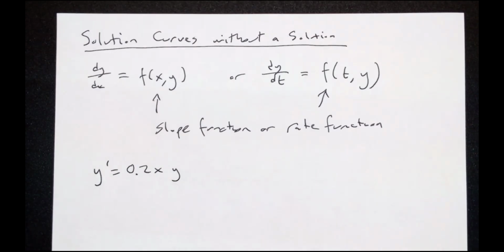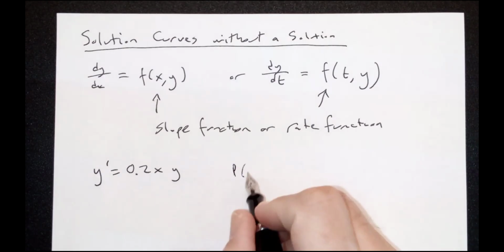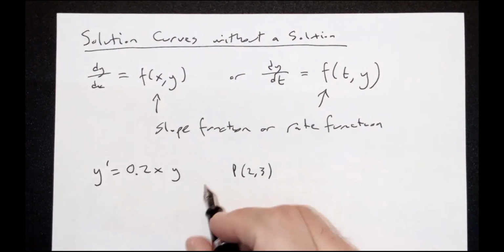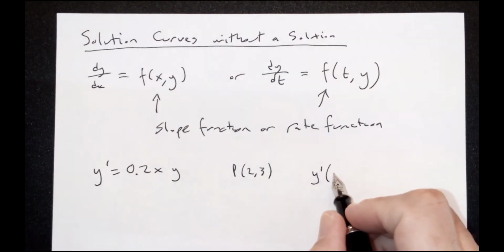Here's an example. Y prime is 0.02xy. If I give you a point, say the point 2,3, you can tell me the slope of whatever solution I would get at the point 2,3. What is y prime at P?